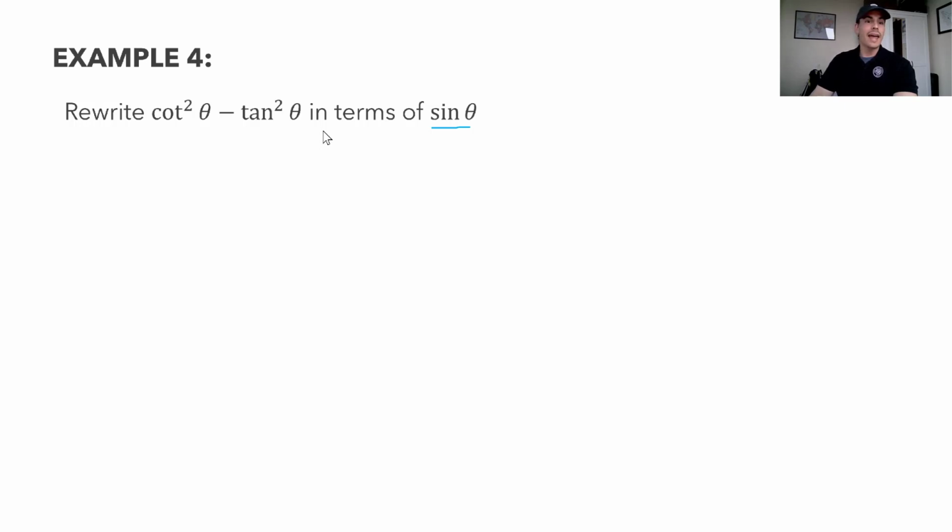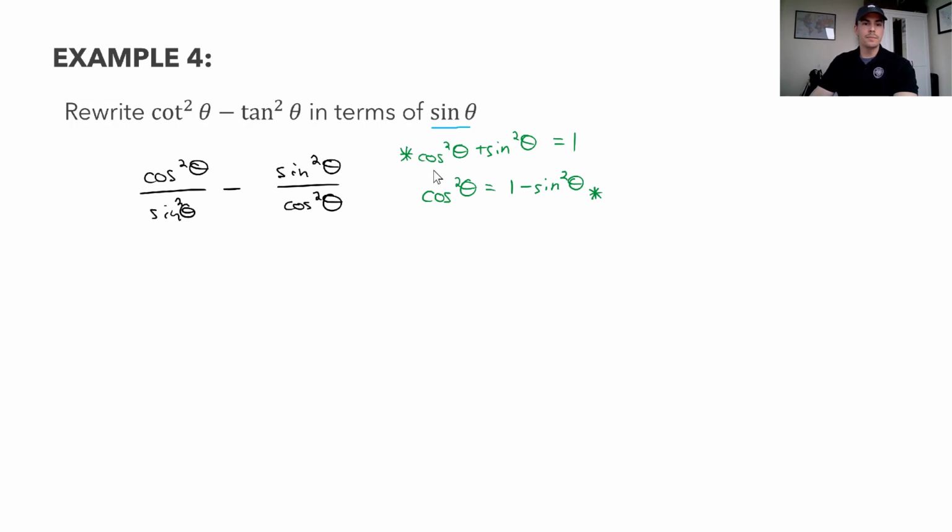So let's go ahead and rewrite everything in terms of sine. Okay, so I'm going to write cotangent squared. Well, that's just cosine squared over sine squared. And tangent squared I know is sine squared over cosine squared. So using our Pythagorean identity again, I know that if I solve for cosine squared, that's 1 minus sine squared, right? So anywhere I see cosine squared, I'm going to replace that with 1 minus sine squared. Okay, so it's going to look something like this.